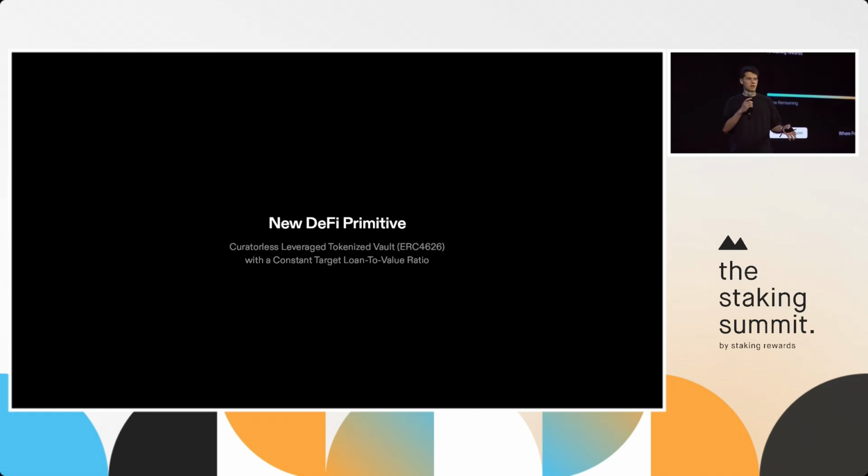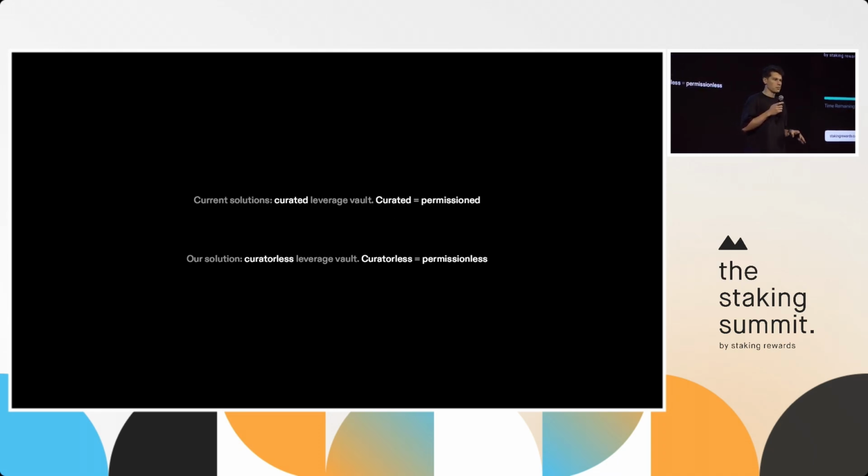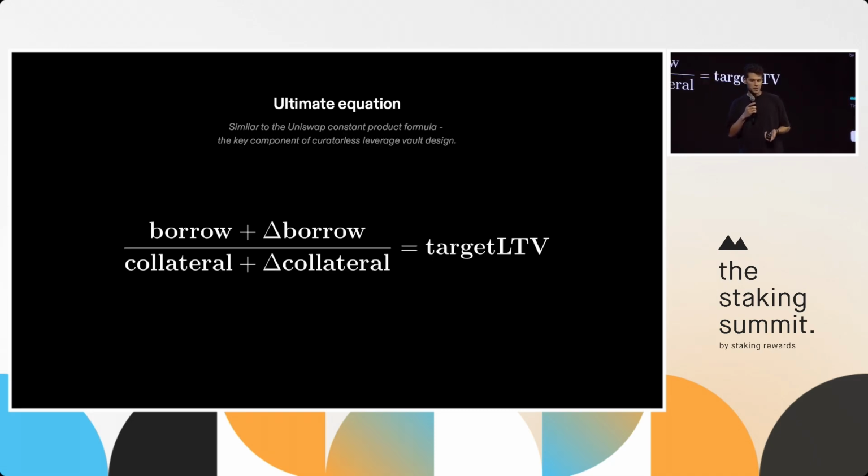For those unfamiliar with leverage tokens, it's basically a tokenized vault, ERC-4626, which holds a collective position on the lending protocol and constantly rebalances itself to obtain the target loan-to-value ratio. All the current solutions on the market, all the leverage vaults, are basically created manually. That means they are permissioned. But if we can get rid of the curator from this equation, we can obtain a truly permissionless solution. And this is how it works.